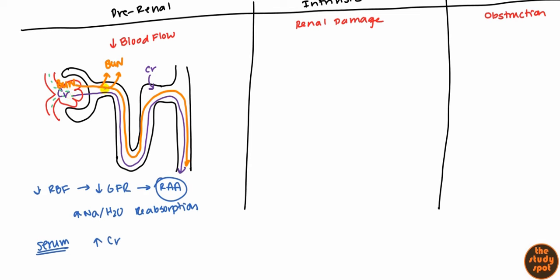However, BUN is then going to be reabsorbed along with the sodium and the water that we talked about earlier. So you would expect BUN to be much, much higher than creatinine. So in pre-renal failure, you're going to have elevated creatinine and elevated BUN, but the BUN will be elevated at a higher ratio than the creatinine. And this is going to help us later, as we'll talk about.